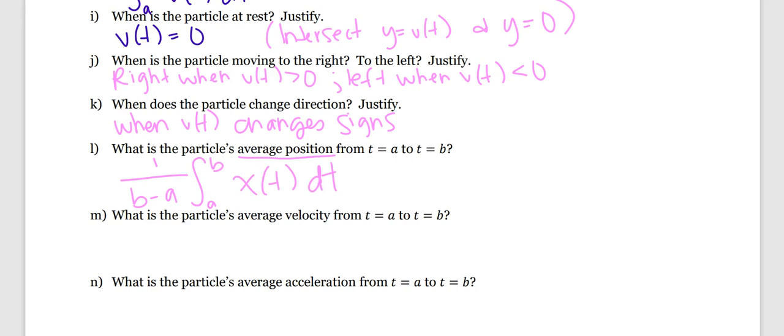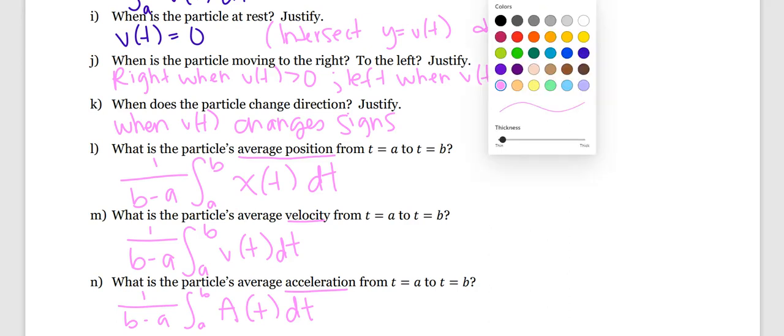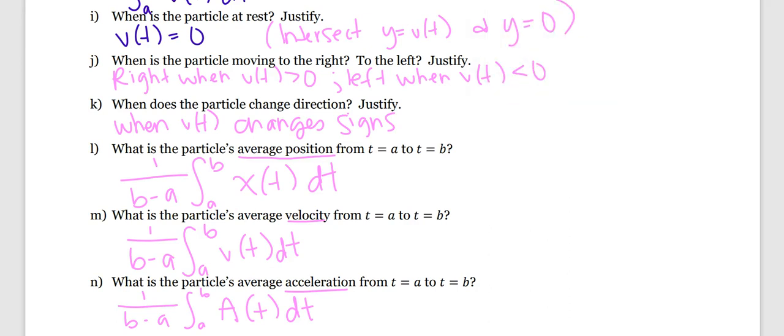I can also do that for average velocity. So 1 over b minus a, integral from a to b, this is velocity. And I can do that for acceleration as well. 1 over b minus a, integral from a to b of acceleration. However, for average velocity and acceleration, you can also think of that as a rate, right? So first I want to actually do some calculus here.